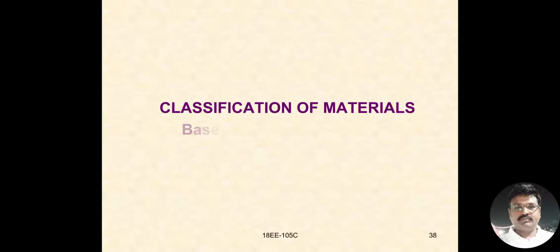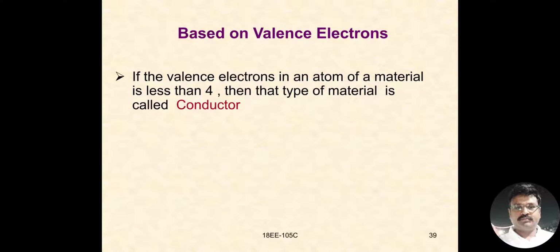Now, the classification of materials based on valence electrons. So, based on the valence electrons, how are the materials classified? As we know, the valence electrons are the electrons which are present in the outermost orbit. If the valence electrons in an atom of a material is less than 4, then the type of material is called conductor.